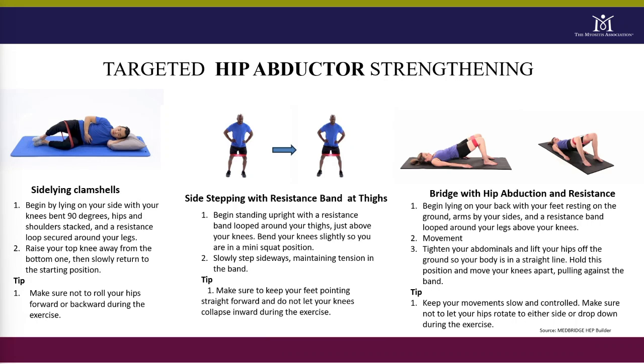The third one is the bridge used with hip abduction with the bands. So basically you're doing a bridge. You're lifting your buttocks off of the floor. At the same time, when your buttocks is off the ground, you are stretching the band with your knees. And then you're holding it there for a few seconds. If you want to make it harder and give you more challenge, you can also tighten your stomach muscles.